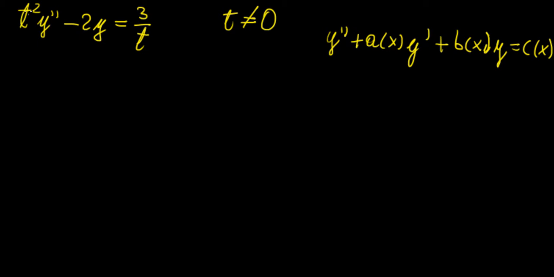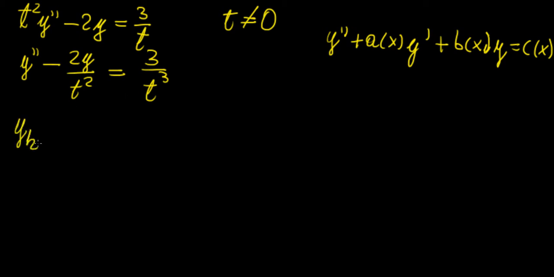So we're going to divide everything by t squared, so we get the following form: y double prime minus 2y over t squared equals 3 over t cubed. Now that we have it in this form, we can actually begin to solve it. The first thing we're going to do is solve for the homogeneous solution. So basically make this 0, and we write y double prime minus 2y over t squared equals 0. And we're going to solve this using the methods we have learned.